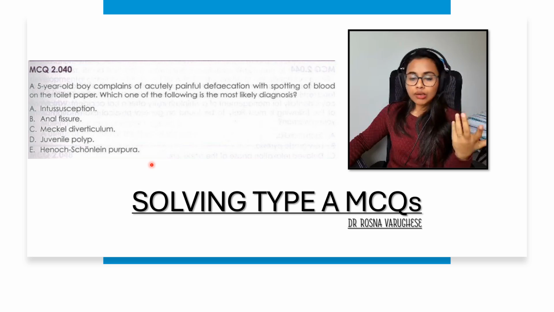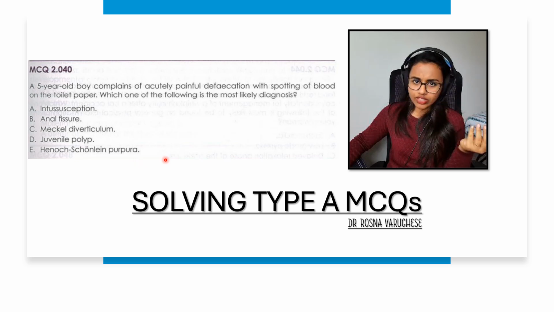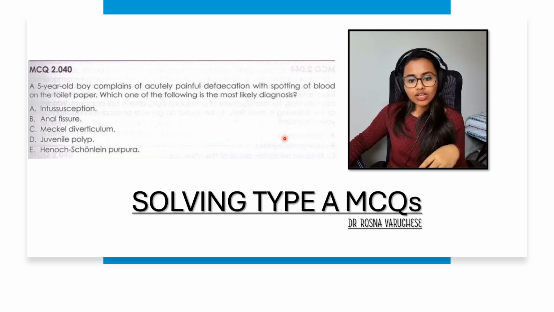Intussusception. Think about intussusception. They are mostly seen up till 2 years of age, and I don't think it will be likely in a 5-year-old. And even if it happens in a 5-year-old, you need to have abdominal pain, right? The patient should have abdominal pain, and it's not likely to come with a painful defecation and spotting on the toilet paper. They would have red currant jelly stools, right? That's the key feature of intussusception. So, do you guys think it's A? No. So rule out option A.